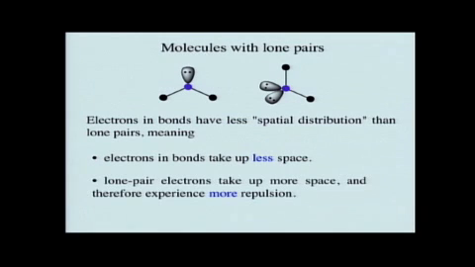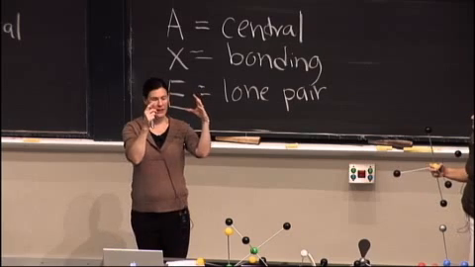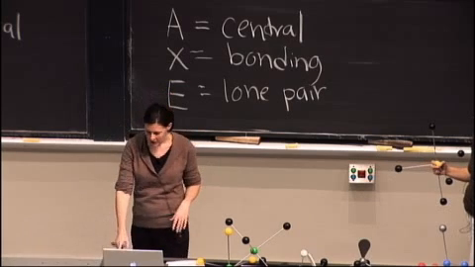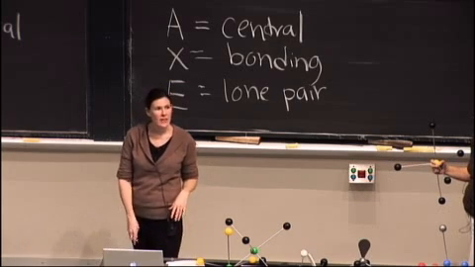So when we think about lone pair electrons, they're taking up more space, and this means that they're going to experience more repulsion in thinking about the lone pair electrons with either other lone pair electrons or with bonding electrons. So let's think a second about the order that this will be in.